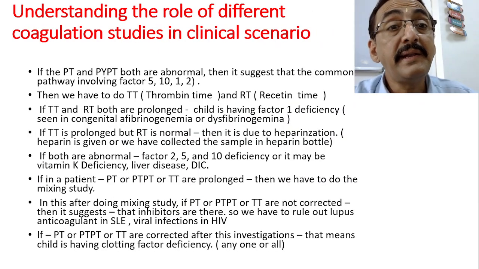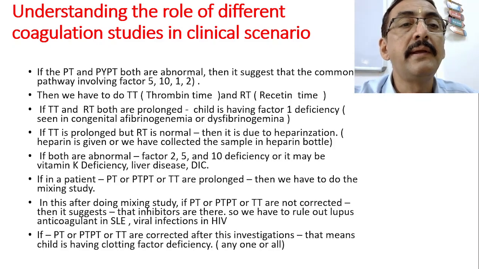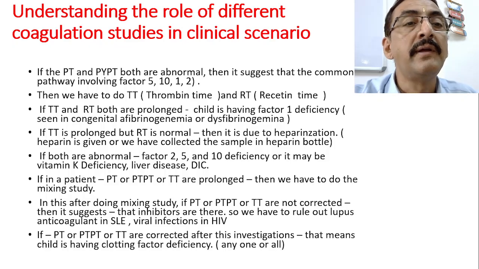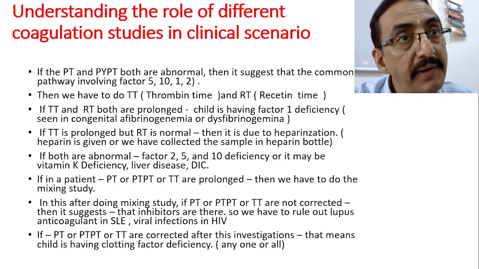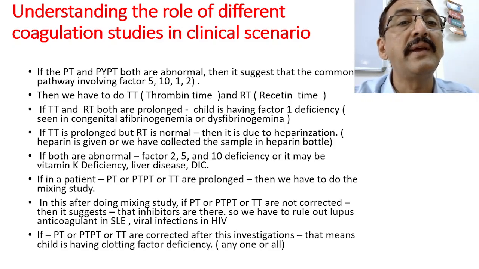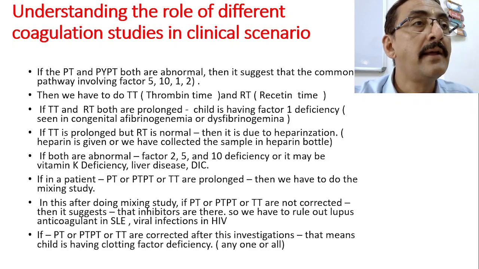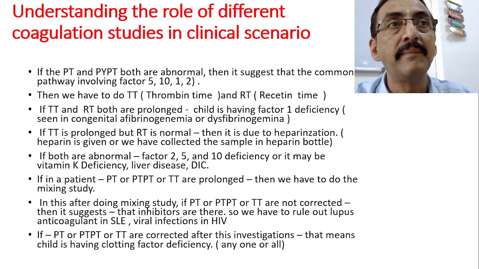Now if the PT and APTT both are abnormal, PT or APTT, they are one and the same, okay, don't confuse it. So if the PT is increased, abnormal, and APTT is also abnormal, then it suggests common pathway involvement, okay. So both intrinsic pathways also get affected, extrinsic pathways also get affected, both the factors mesh together at the factor number 10, okay.